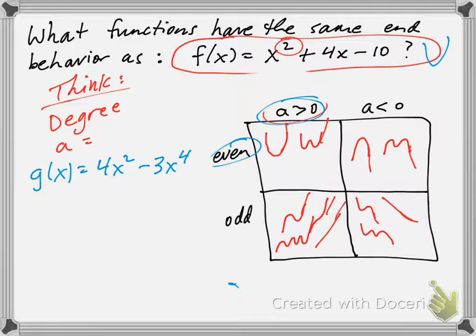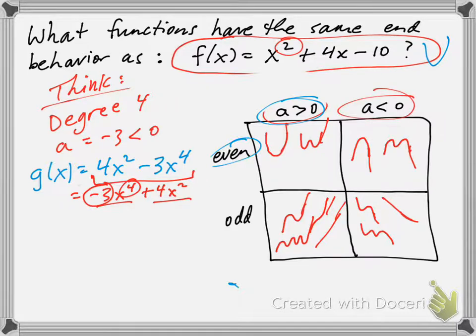So here's the answer. The degree is determined by the highest power when it's in standard form. Well, it's not even in standard form. Standard form is negative 3x to the 4th plus 4x squared. And so this is standard form. Highest power, the next highest, and so on. So the highest power is 4, so the degree is 4. And the a value is negative 3, and that is less than 0. So if a is less than 0, now we're over here, and the degree is even, so the graph would look like that.